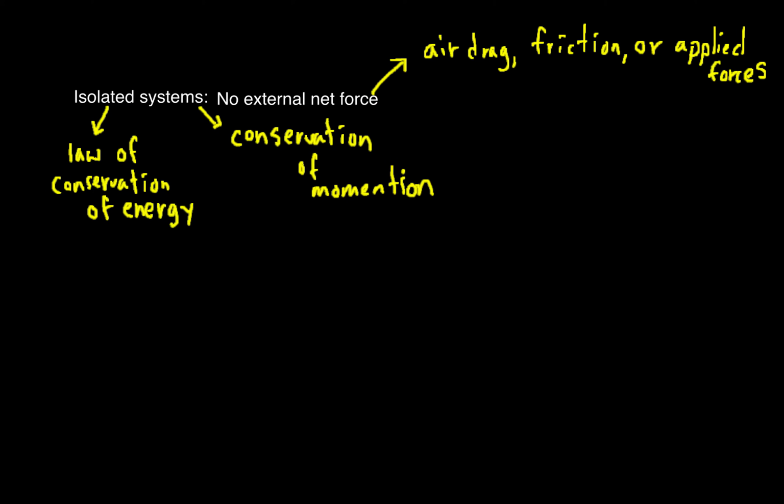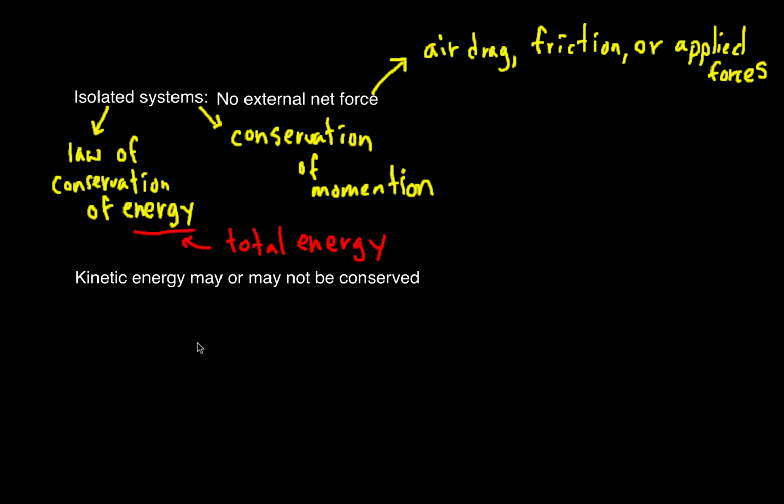Now, when we say energy in the law of conservation of energy, what we're actually referring to is the total energy. The energy within a system could be transferred or transformed to other objects or to other forms of energy. So we can't necessarily expect the kinetic energy to remain the same before and after a collision. Kinetic energy could be transformed into other forms of energy.